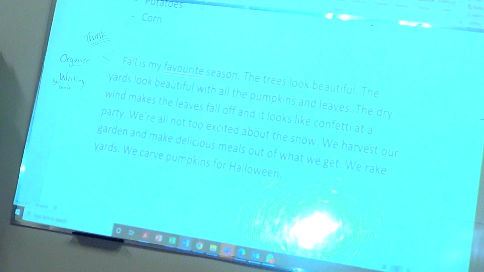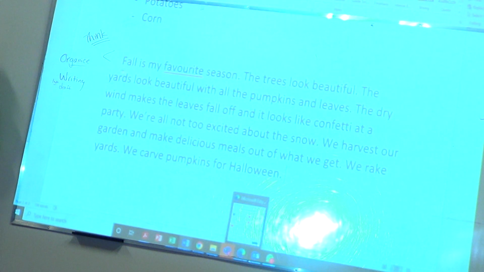I'm going to read it to you, and then we're going to talk about what's good and what's bad about this paragraph. Fall is my favorite season. The trees look beautiful. The yards look beautiful with all the pumpkins and leaves. The dry wind makes the leaves fall off, and it looks like confetti at a party. We're all not too excited about the snow. We harvest our garden and make delicious meals out of what we get. We rake yards. We carve pumpkins for Halloween. What are the good and the bad things about this paragraph? What do we need to work on?